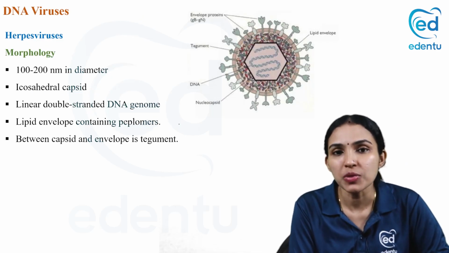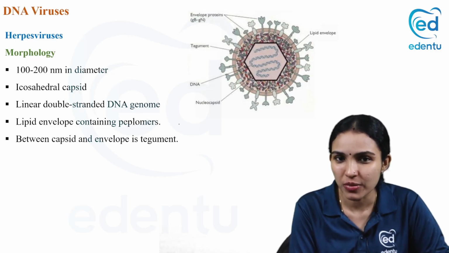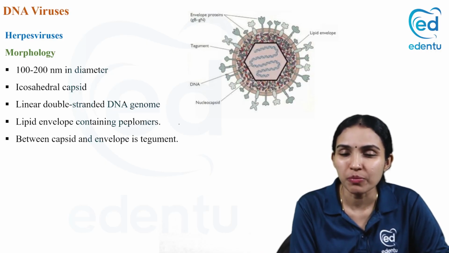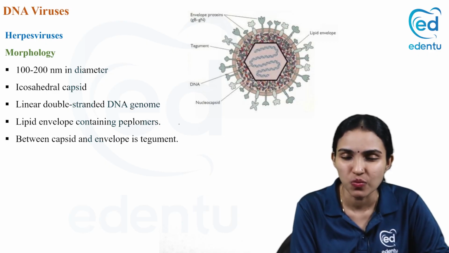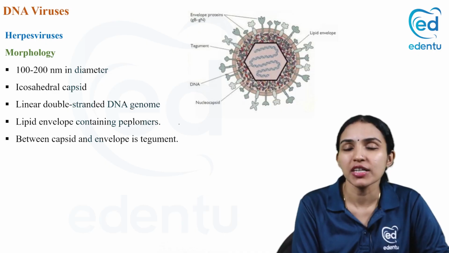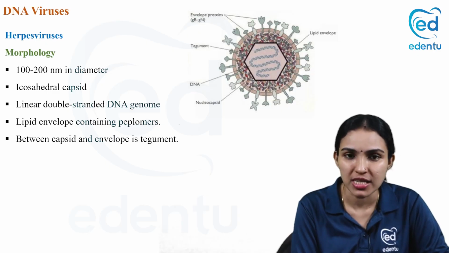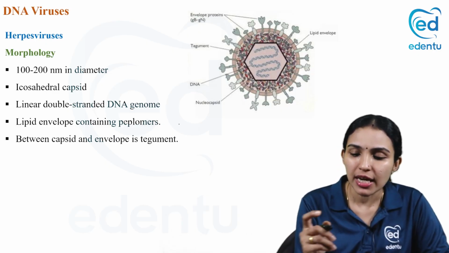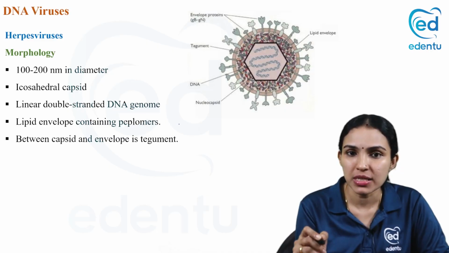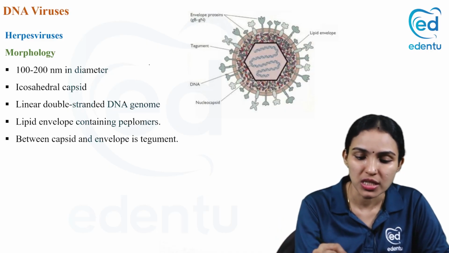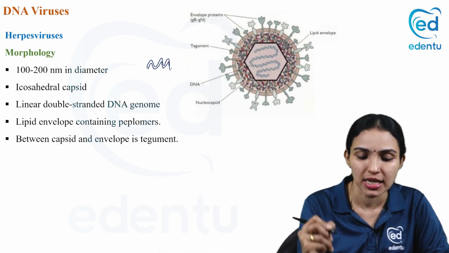Now the size of herpes virus is 100 to 200 nanometers. And you might be remembering the size of a pox virus, which was 300 nanometers. So this one is also slightly bigger, 100 to 200. And this has an icosahedral capsid. We have seen what an icosahedral capsid is. And you can see it has a linear double-stranded DNA genome. So it is a double-stranded DNA, and it is a linear strand like this.